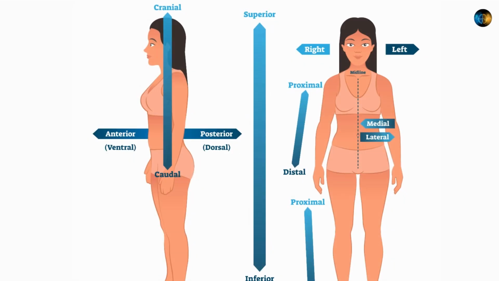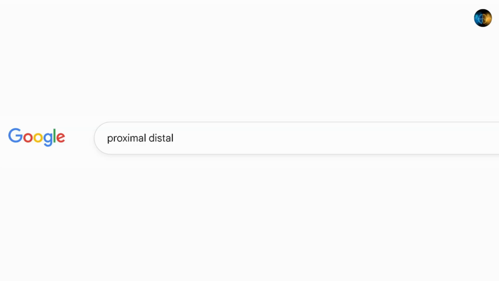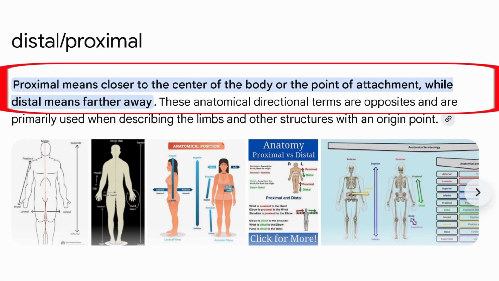Proximal and distal. Why is a simple concept so confusing? Let's take a look at the Google definition using distal and proximal as prompt. The result may be, proximal means closer to the center of the body or the point of attachment. Why can this cause confusion?